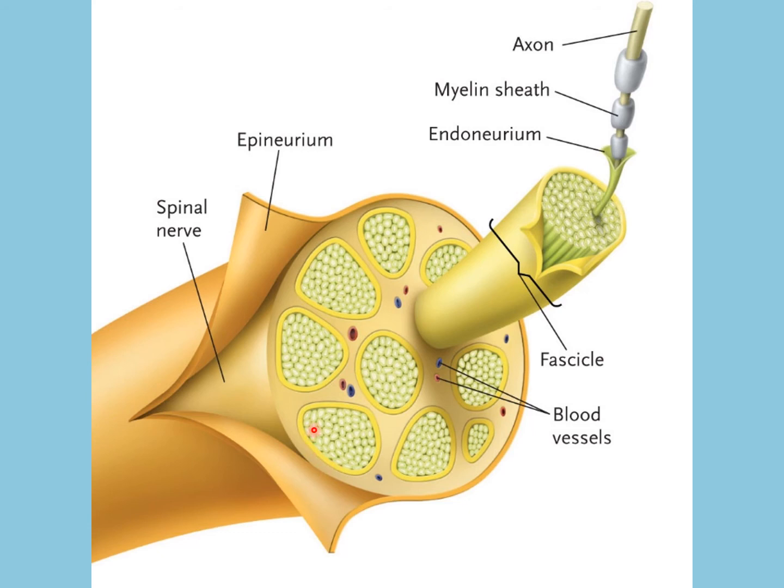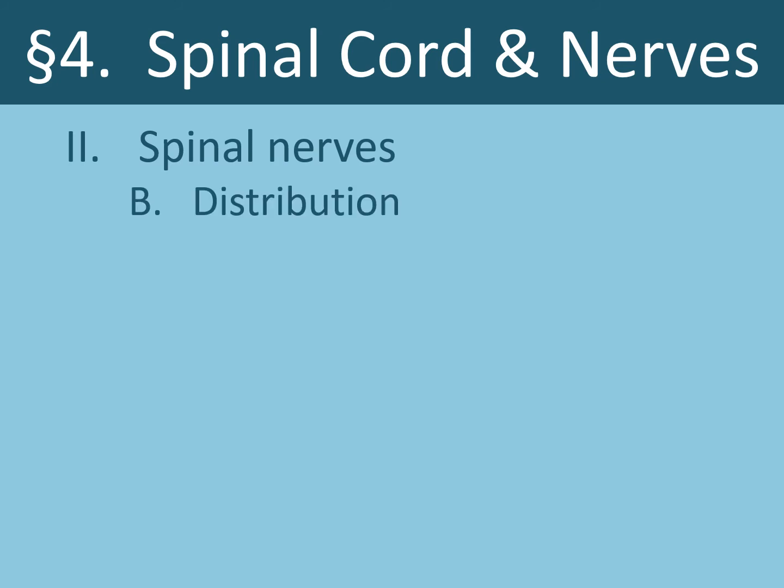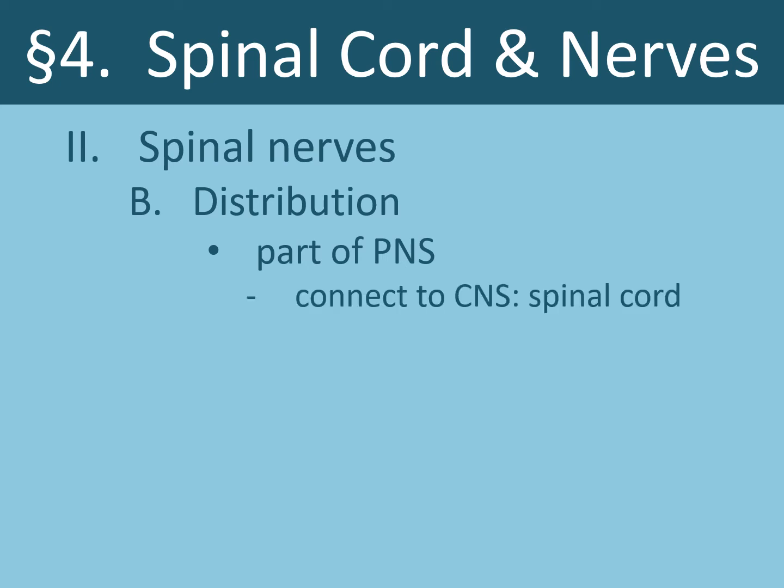Within nerves, you will also find blood vessels that help provide nutrients to the neurons inside. Now let's discuss the distribution of spinal nerves in our body. Like all nerves, spinal nerves are part of the peripheral nervous system. Like all nerves, spinal nerves connect to the central nervous system. In this case, they connect to the spinal cord.